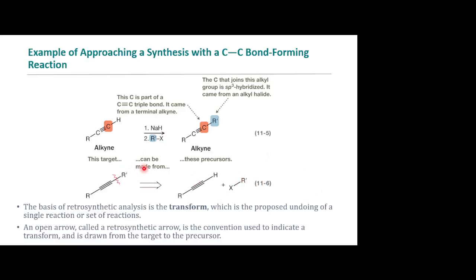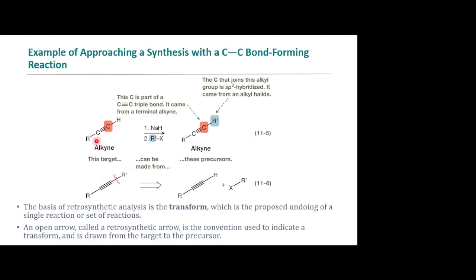Okay. And this is called a transform. It's not called a reaction, in case you wonder. It's called a transform when you see that hollow arrow. All right. So again, this is going to be a proposed undoing of a single reaction or a set of reactions. It's going to have that open arrow. This is called a retrosynthetic arrow. It's the convention that indicates a transform. It's drawn from our target to our precursor, the thing that we would start with versus what we actually begin.